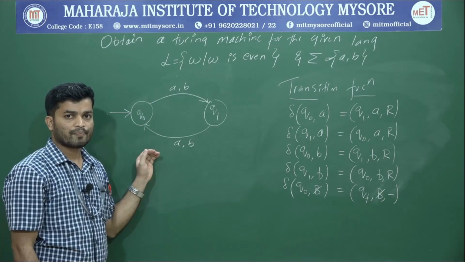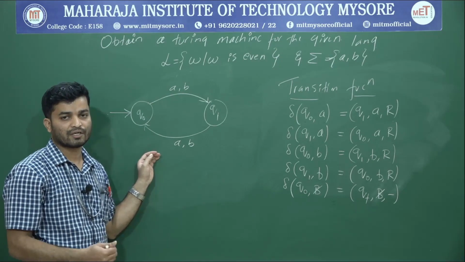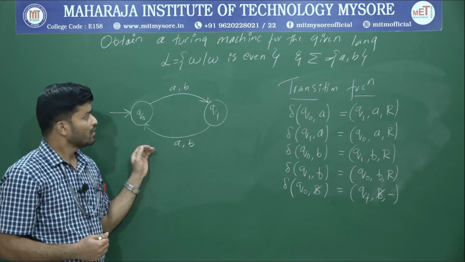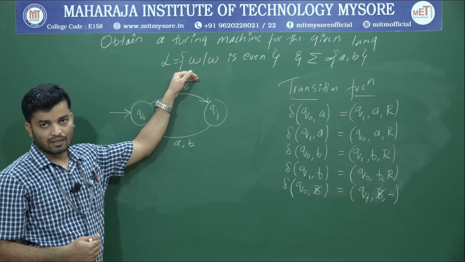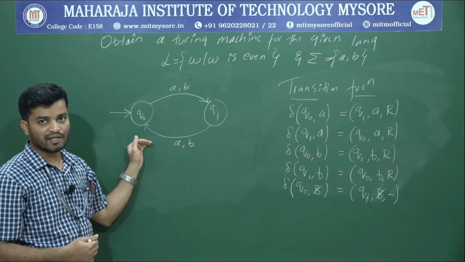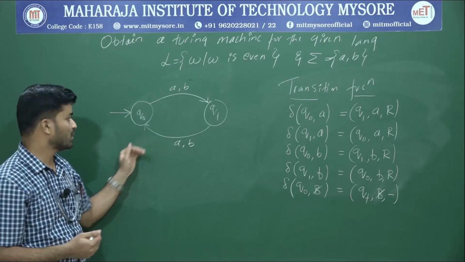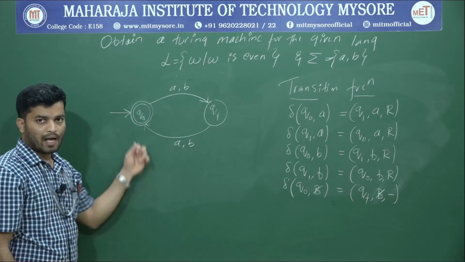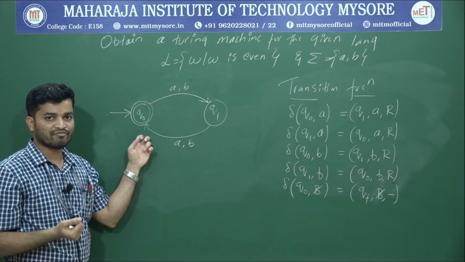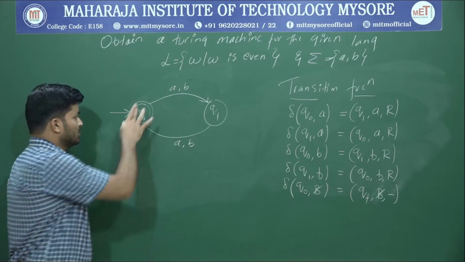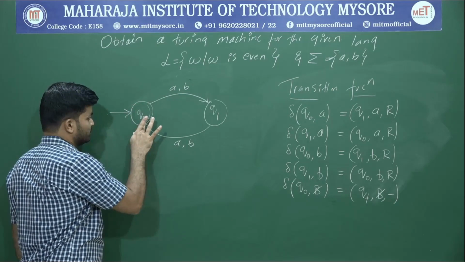There is one more method using which we can construct a Turing machine directly by taking the help of a DFA. If the given language is regular, it is better to construct a DFA. And this one is a DFA to accept strings of even length. If you know how to construct a DFA, we can write the Turing machine directly. We just have to make small changes.